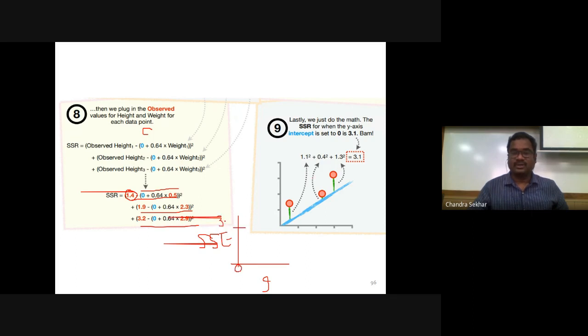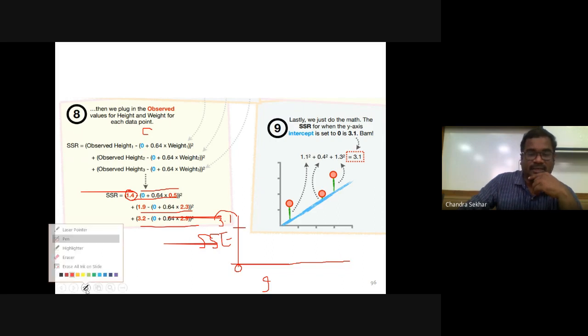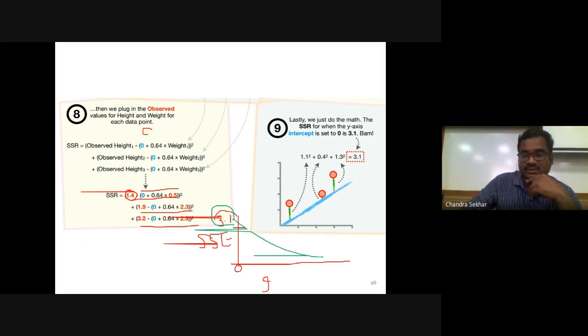3.1. So what is the ultimate aim? Which line is better? Which line do I need to choose? The one with minimum error, that means with minimum SSR. So I keep on changing the values so that I can keep on plotting the SSR values. At the point at which the SSR value is minimum, I consider that particular x-axis value as the optimal intercept value.